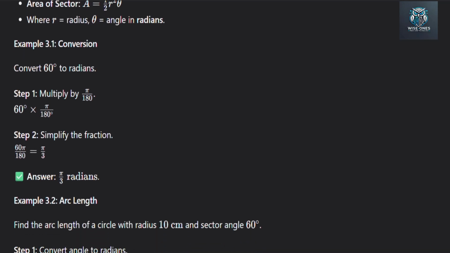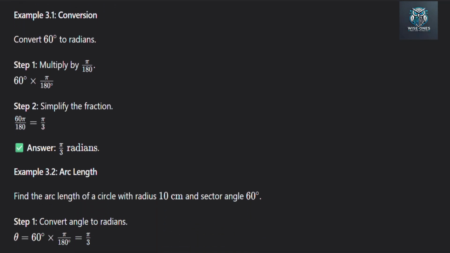And here's a little humor for you. I have seen students lose marks on this so many times. I think the calculator manufacturers should put a warning label on the degree button saying danger, do not use for arc length. So please, always check your calculator mode.